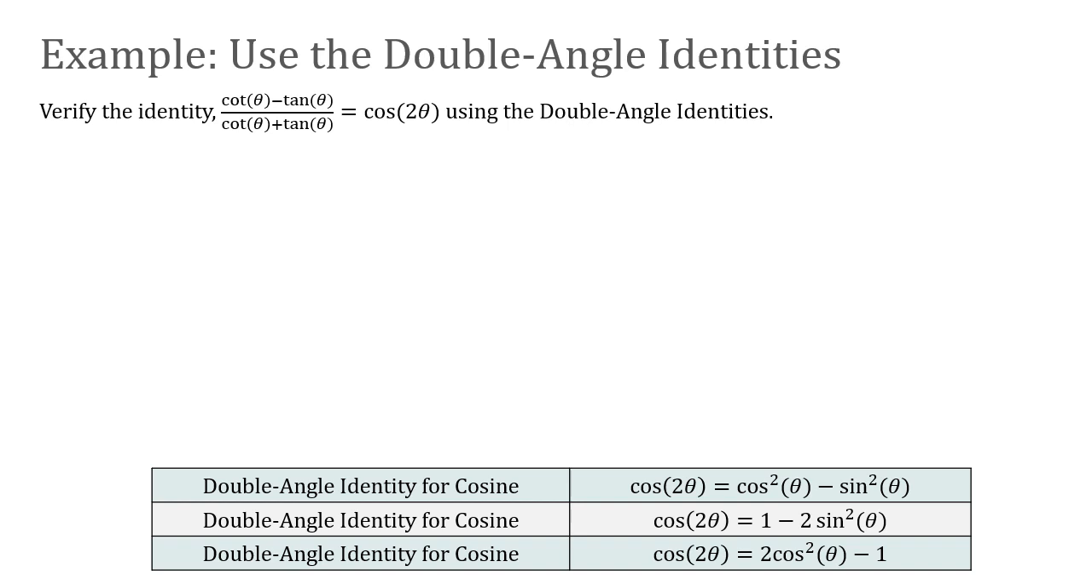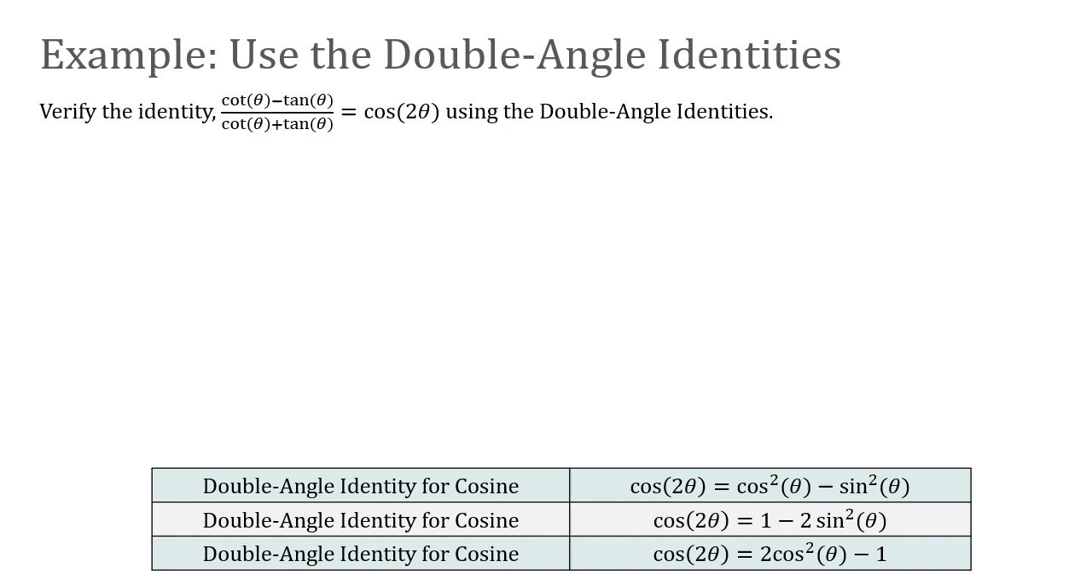So let me just read this out for you. Verify the identity: in the numerator, cotangent of theta minus tangent of theta, all over, in the denominator, cotangent of theta plus tangent of theta. So exactly the same, but one's a plus and one's a minus. Does that equal the cosine of 2 theta?